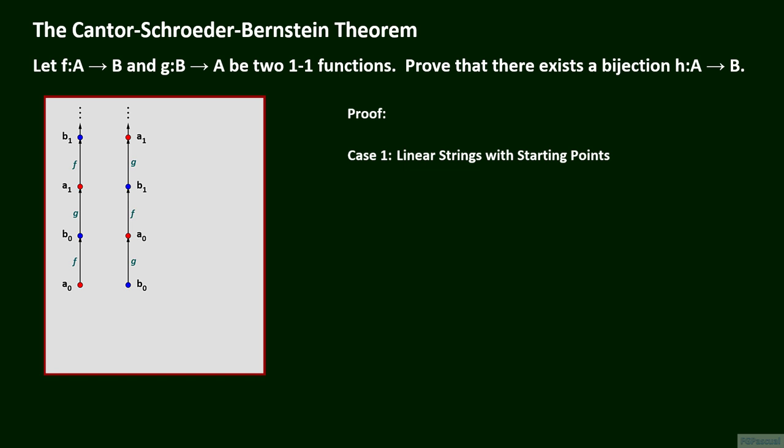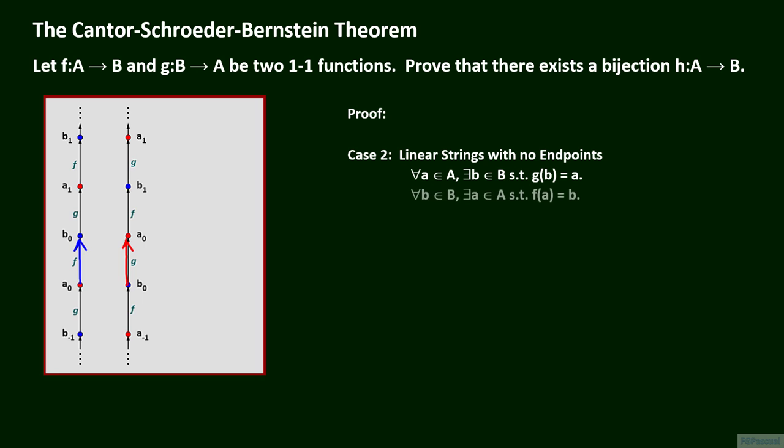The second type of a string is a string with no starting point. When we talk about this type of a string, we exclude the possibility that the directed graph forms a loop within itself. Observe that every element A of set A has a corresponding element B of set B such that g of B is equal to A. It is also true that every element B of set B within the string has a corresponding element A of set A such that f of A is equal to B. It is conceivable with the nature of the functions f and g that these linear strings can go on indefinitely, unless the graph forms a loop.